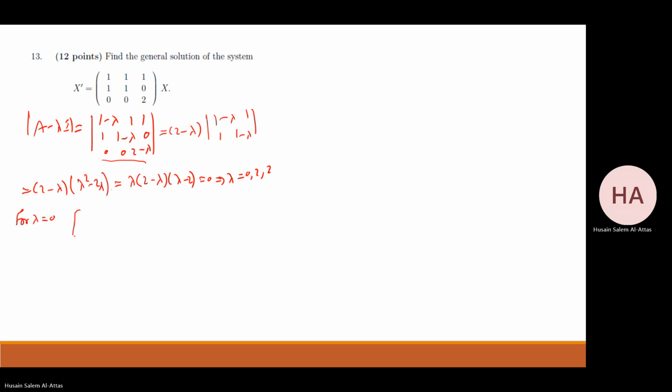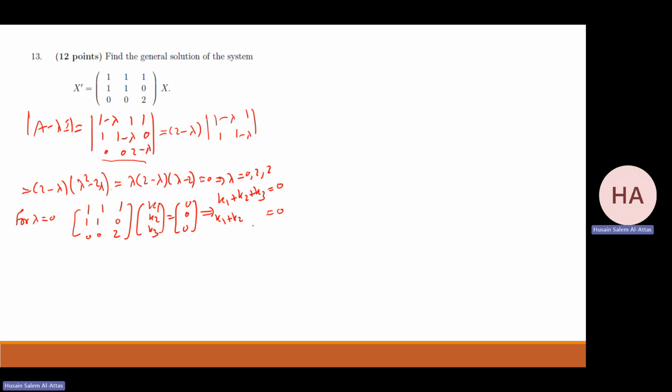we have what? The matrix 1, 1, 1, 1, 1, 0, 0, 0, 2 times K1, K2, K3 minus 0, so it will be the same matrix. You get what? K1 plus K2 plus K3 equals 0. And you have K1 plus K2 plus K3 equals 0. And 2K3 equals 0. So from here I get K3 equals 0. And from here I'm getting K2 equal minus K1. If you plug it here, this will be correct. You get no information.